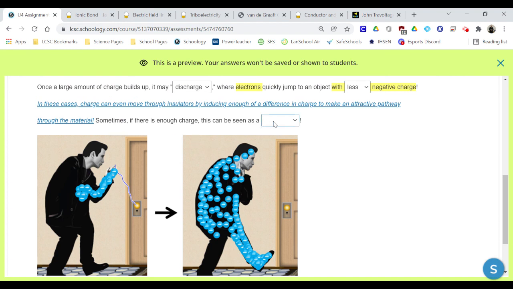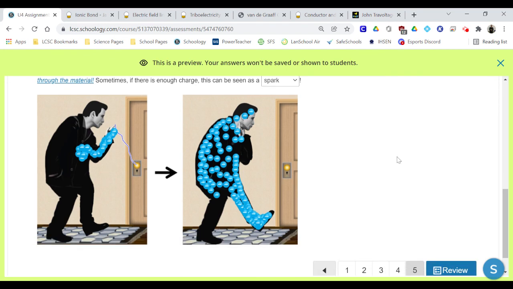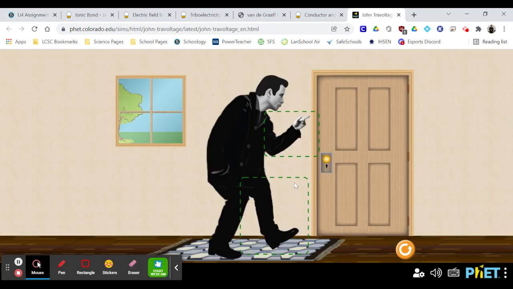Okay. You can actually see this as a spark if the room is dark enough and you have enough charge moving from place to place. As the charge jumps from place to place, you can sometimes see that as a spark. Okay, and again, you can check this on the simulation for yourself.